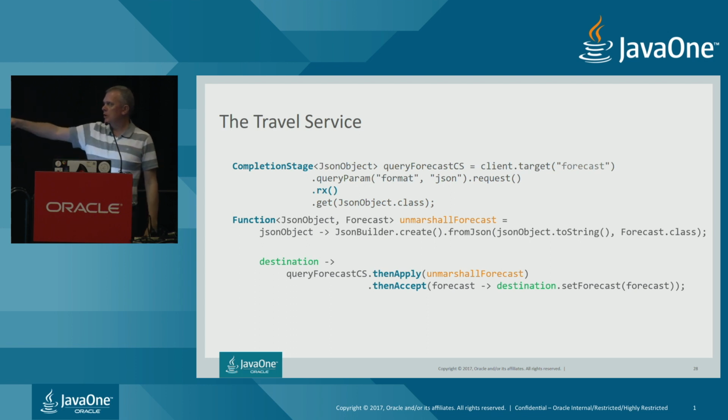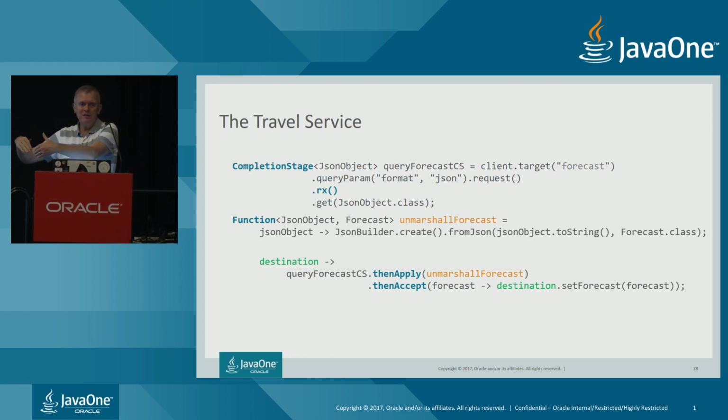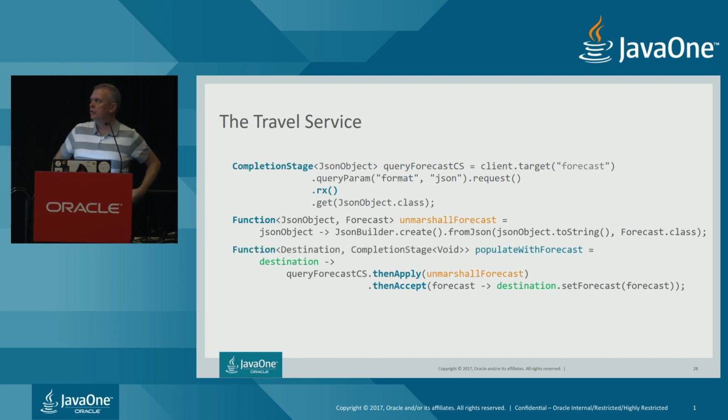So basically, this takes a destination object and does not do much with it. It does not return a new destination object. It just sets a property inside this destination object. So this is a function that takes a destination object, and since there is a then apply, that is the triggering of the unmarshalling, and a then accept, that is the triggering of the setting of the property inside the object, it returns a completion stage of void. The building of this function doesn't do anything. It's just a declaration of some kind of a method in a pipeline. So it returns immediately. But of course, the task itself will be executed sometime in the future.